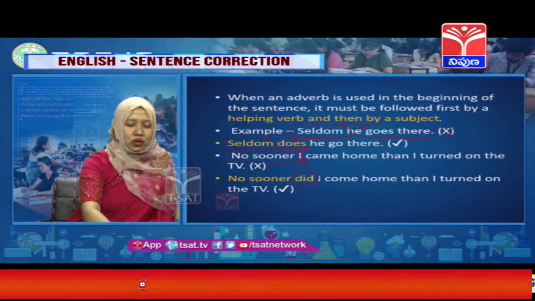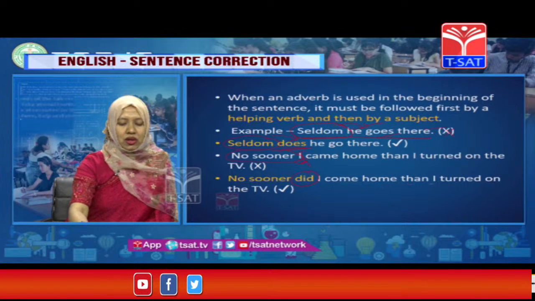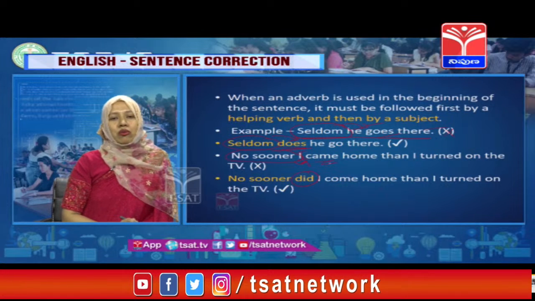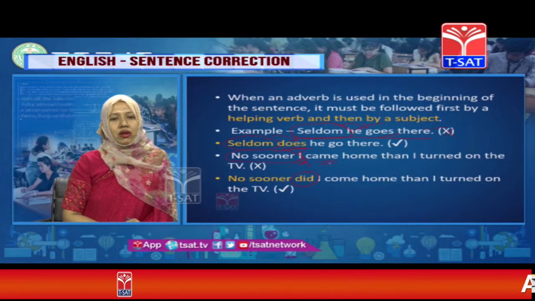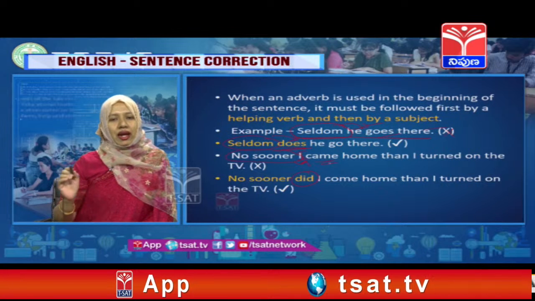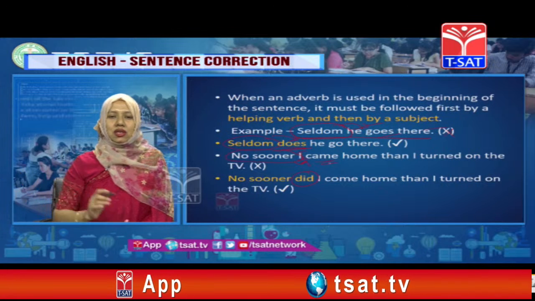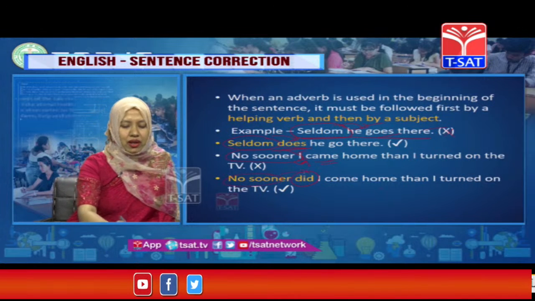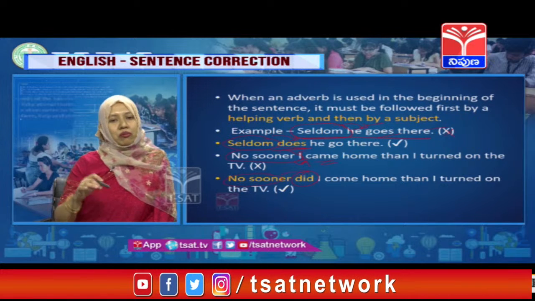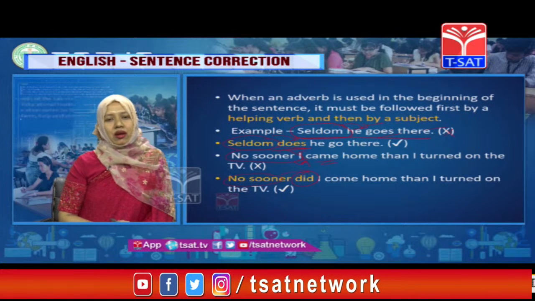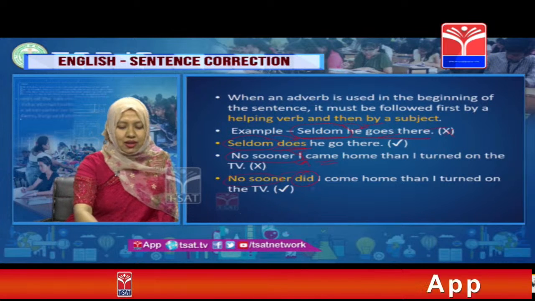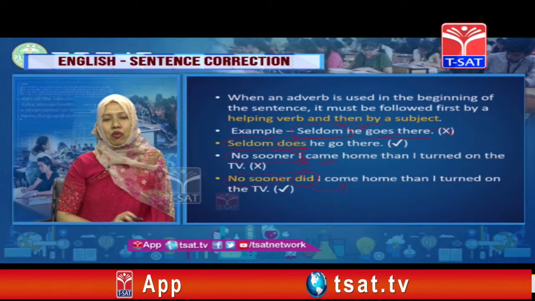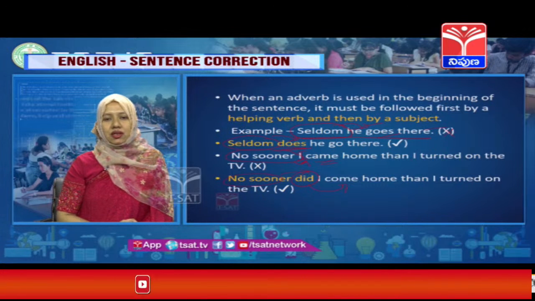You should say, no sooner did I come home than I turned on the TV. Here the main verb also is used in the wrong form. The adverb should be followed by the do form of the verb in past tense, did. And because did is there, the main verb should be in present tense. No sooner did I come home than I turned on the TV.